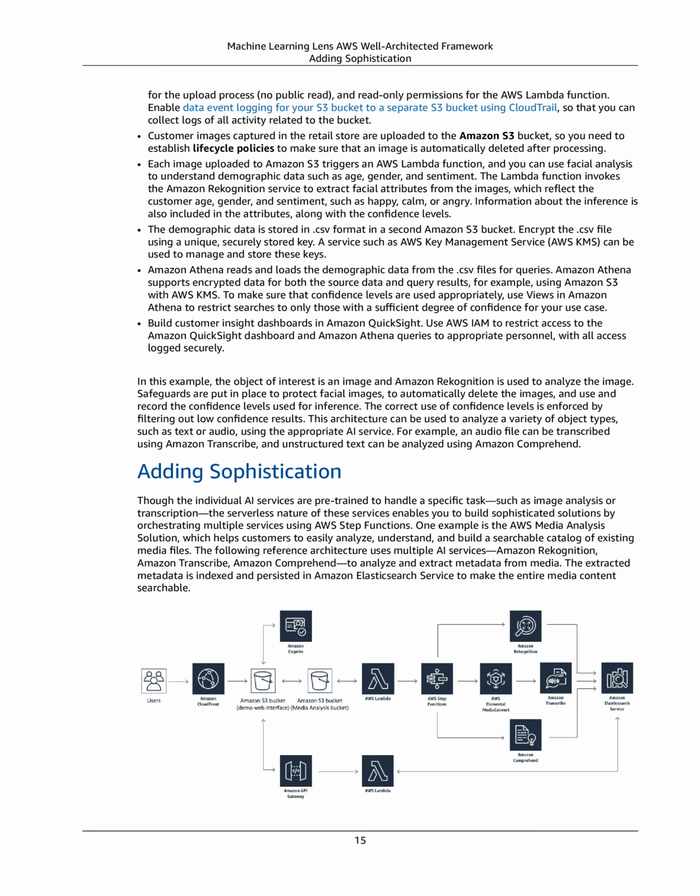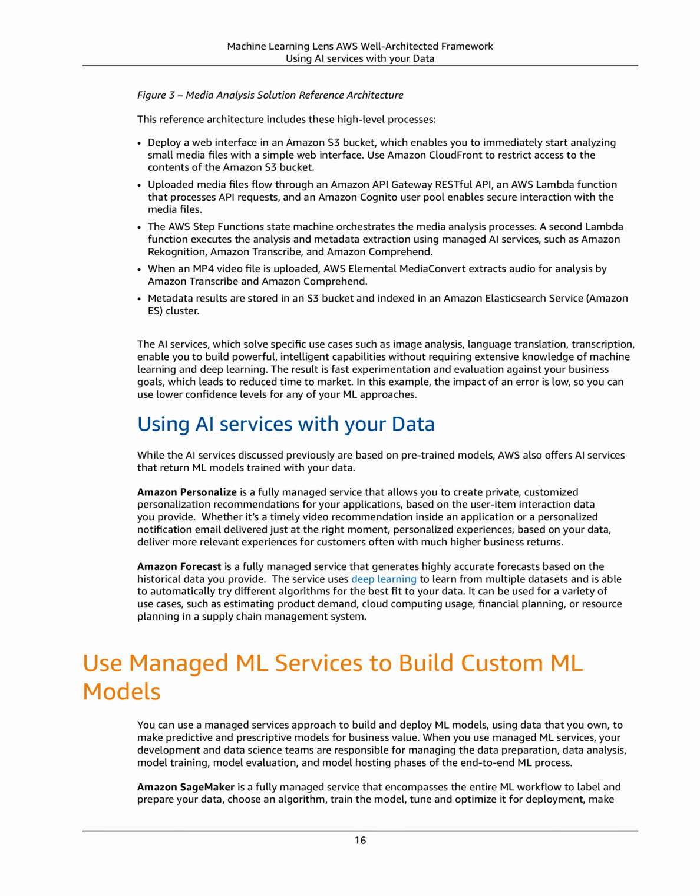The following reference architecture uses multiple AI services, Amazon Rekognition, Amazon Transcribe, and Amazon Comprehend, to analyze and extract metadata from media. The extracted metadata is indexed and persisted in Amazon Elasticsearch Service to make the entire media content searchable. This reference architecture includes these high-level processes. Deploy a web interface in an Amazon S3 bucket, which enables you to immediately start analyzing small media files with a simple web interface. Use Amazon CloudFront to restrict access to the contents of the Amazon S3 bucket.